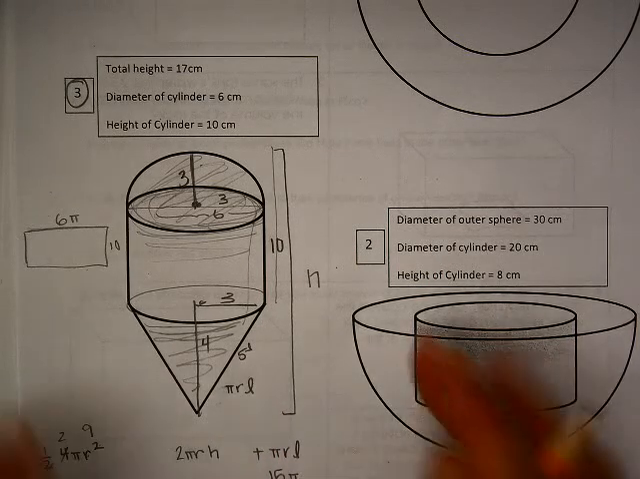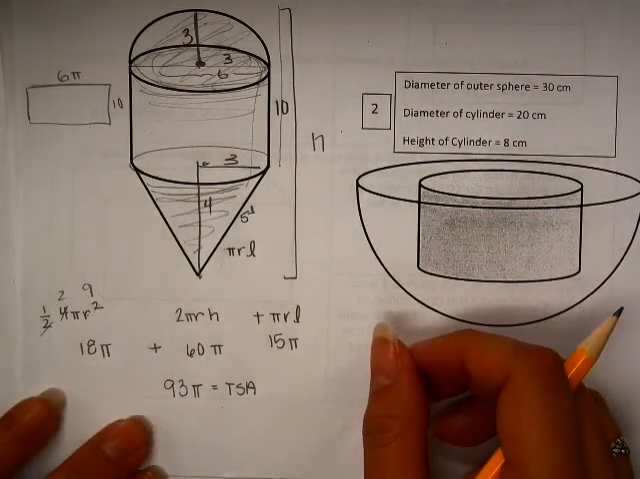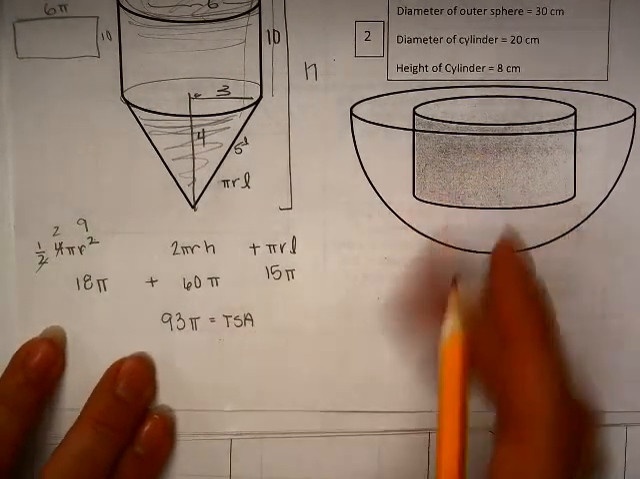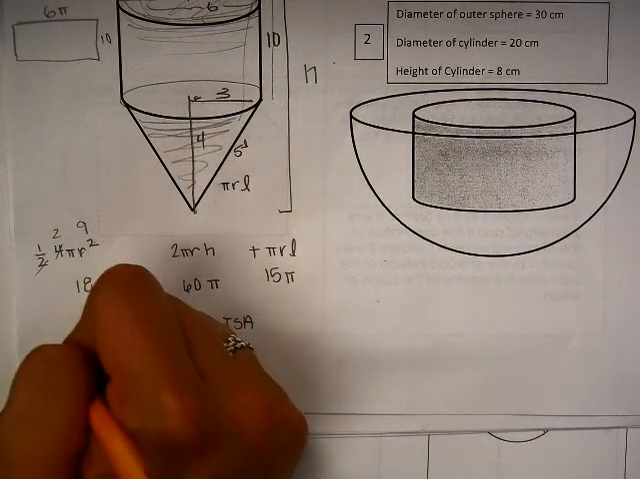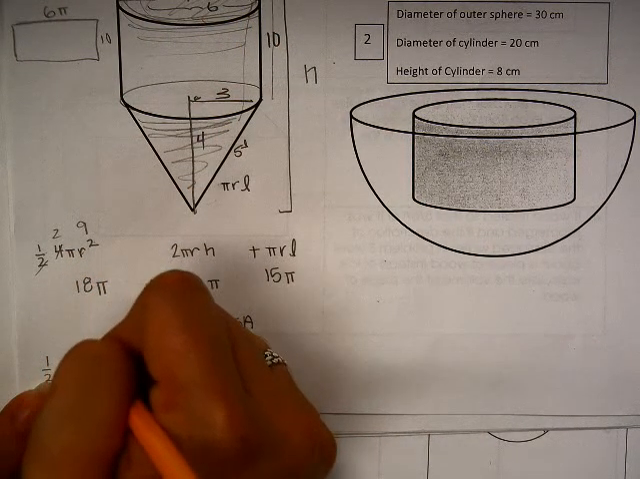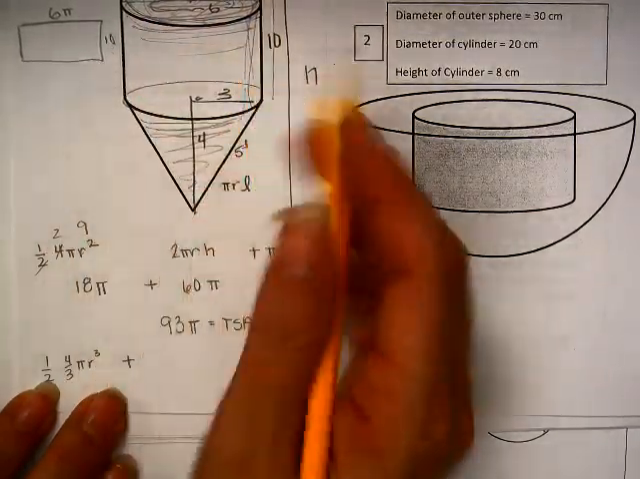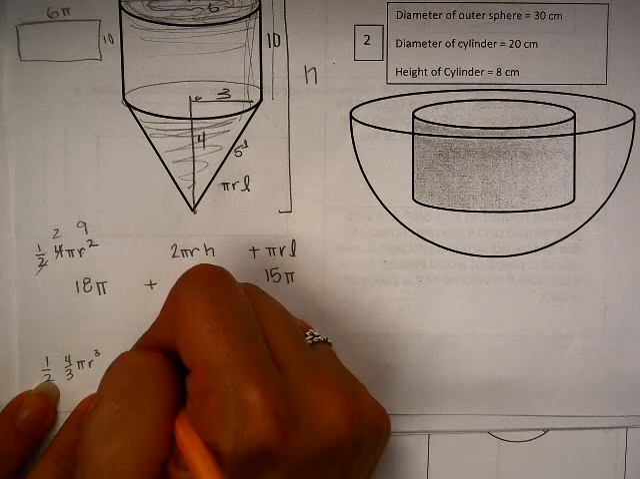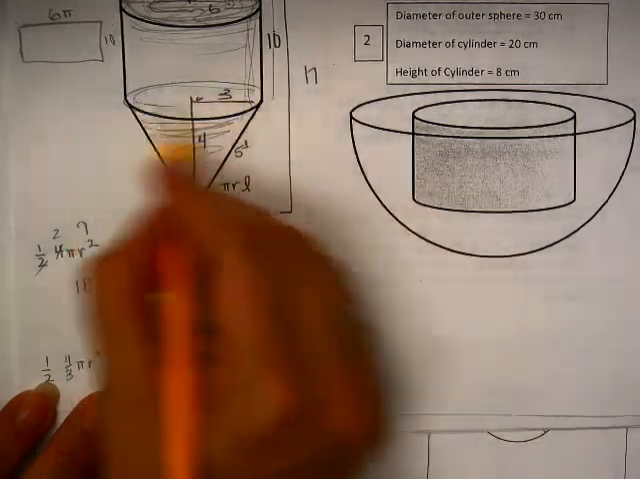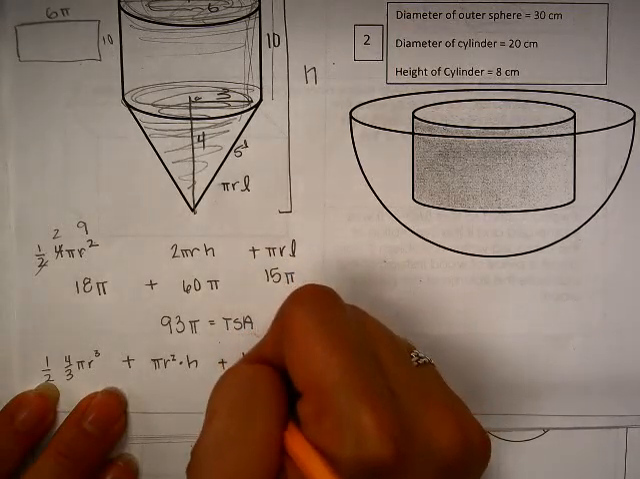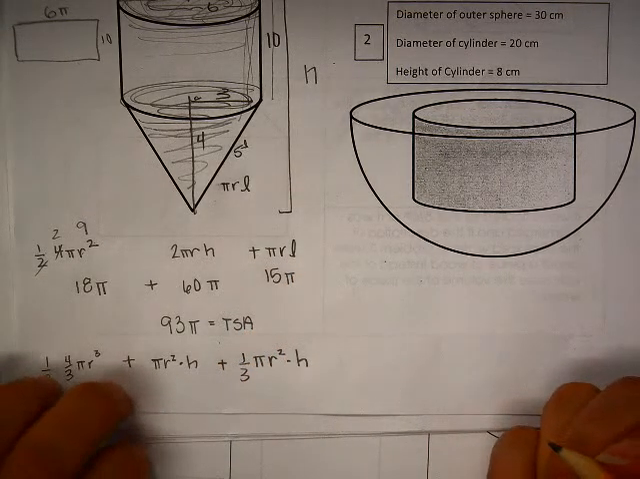And again, you really just have to identify every single surface and then add them all up together. For the volume, it's pretty much the same thing. We have a hemisphere up there, which is half of 4/3 pi r cubed, plus area of the base times the height, which is pi r squared times height, plus 1/3 of the pi r squared times the height.